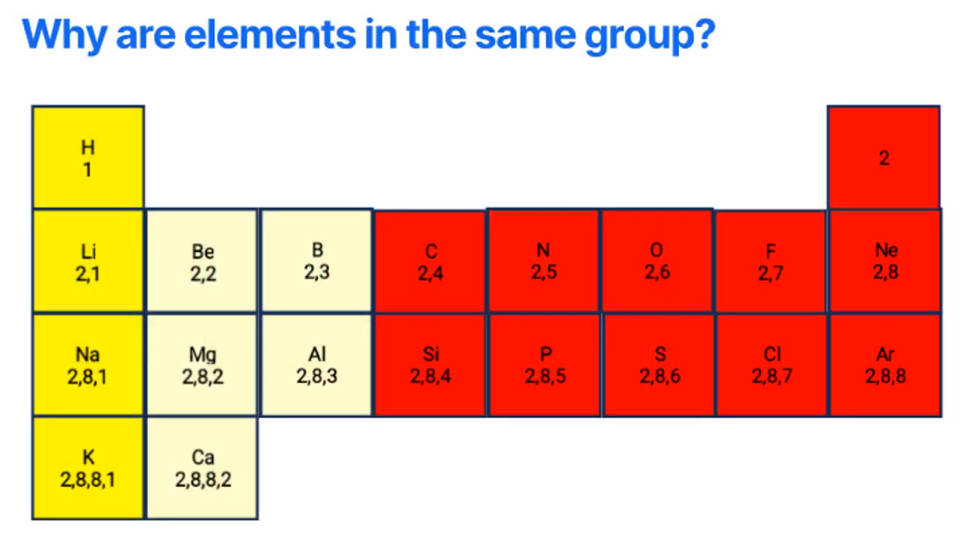Elements in the same group all have the same number of electrons in their outer shell. For example, hydrogen, lithium, sodium, and potassium are all in group 1 because each of them has 1 electron in the outermost shell.